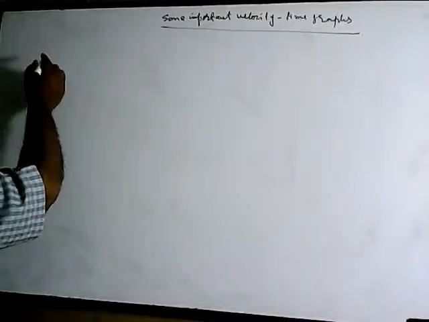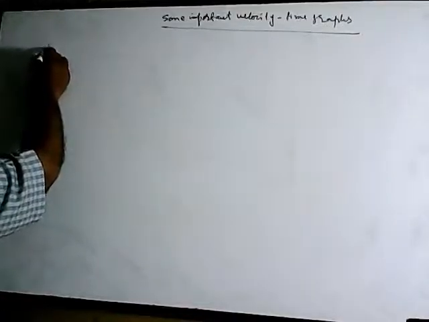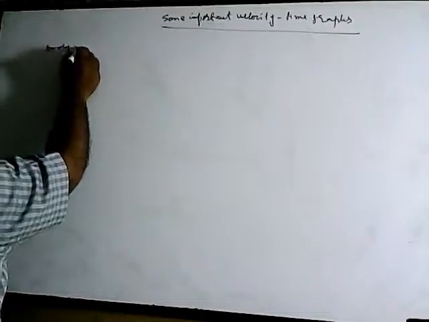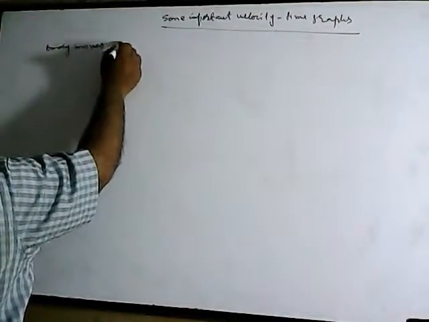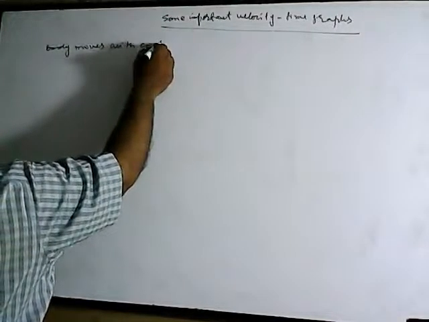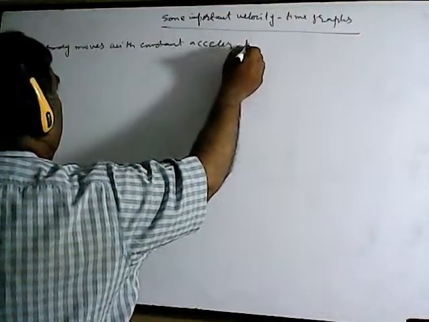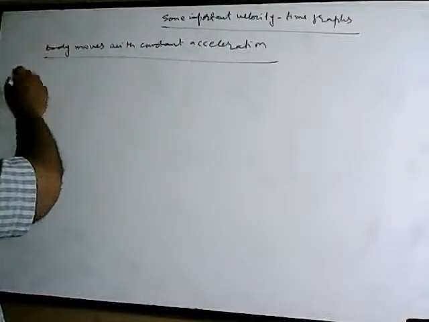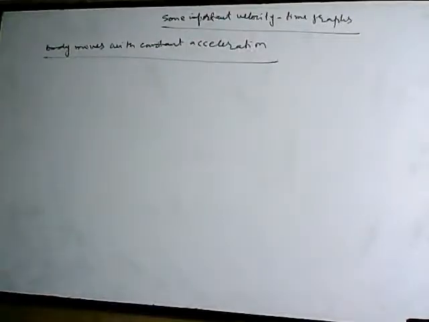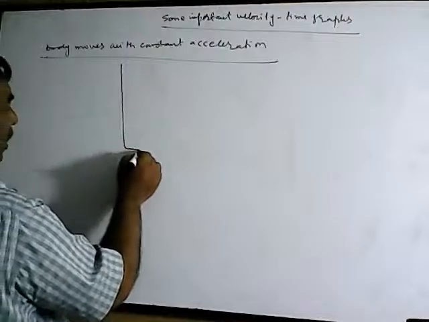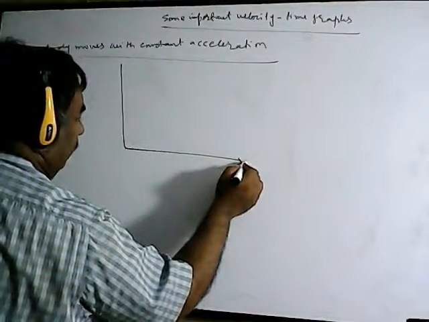Suppose a body moves with constant acceleration. These are a few types of the graphs I am discussing. Body moves with constant acceleration. If the body is moving with constant acceleration, the graph must be like this one.